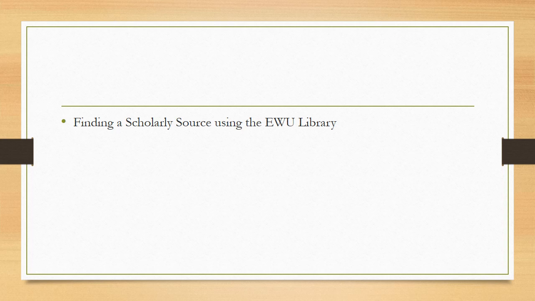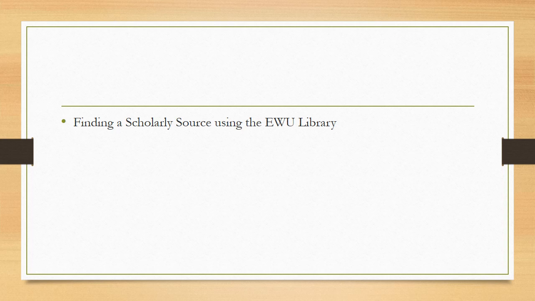And here's how you find a scholarly source. We'll do the scholarly source first using the EW library. And again, later in the lecture, I'll show you how to use the popular source. So EW's library has a lot of databases you can search through, dozens actually. So how do you know which database to use when searching?